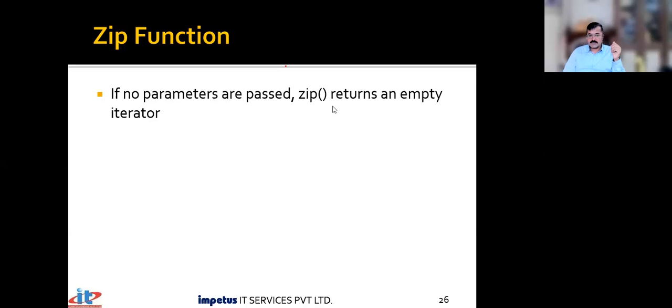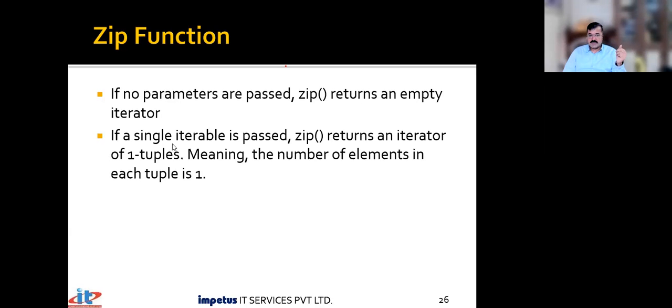If no parameters are passed to zip, it returns an empty iterator. Now, when I use the word iterator, henceforth in all programming languages, think of an iterator as an object that knows how to traverse through a particular collection. An iterator enables you to iterate over the sequence and visit all elements inside the sequence. If a single iterable is passed to zip, it returns an iterator of one-element tuples. That means if I pass only one sequence to zip, it will create a sequence of tuples, but each tuple will contain only one element.